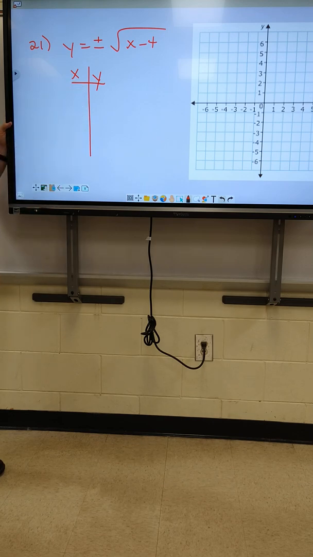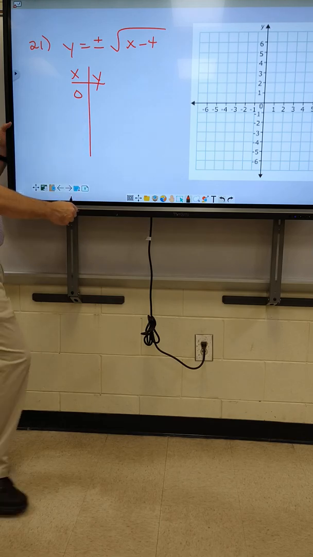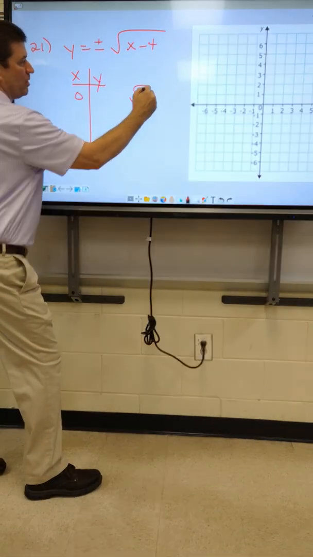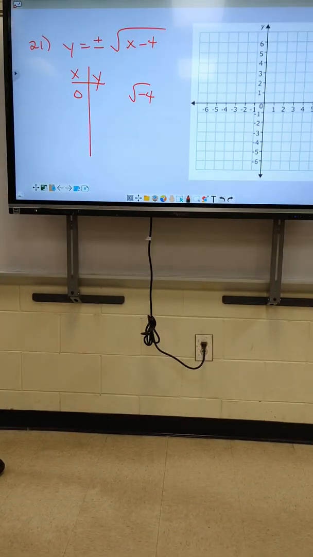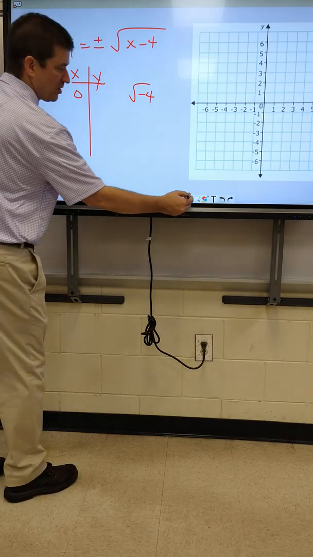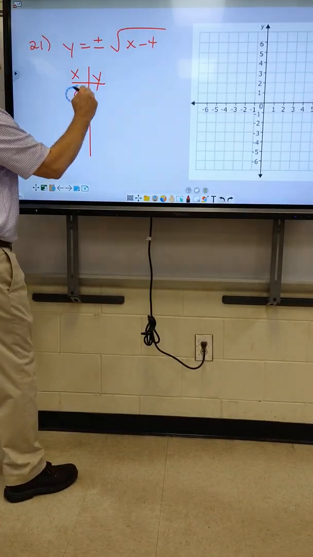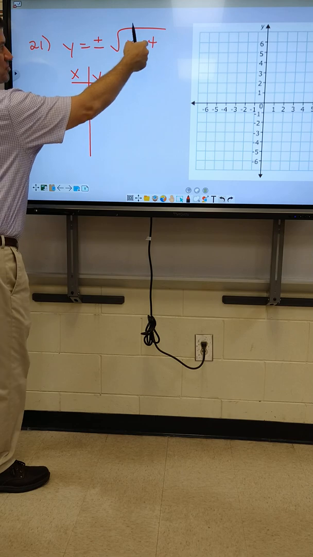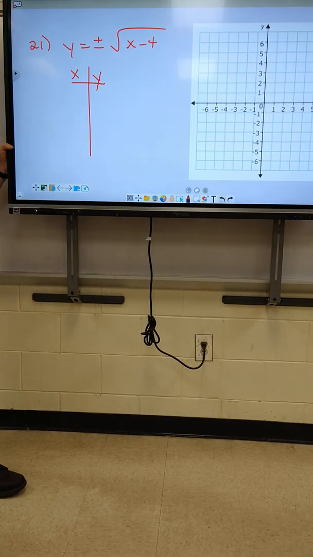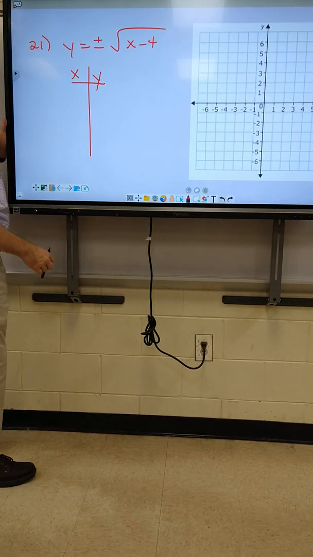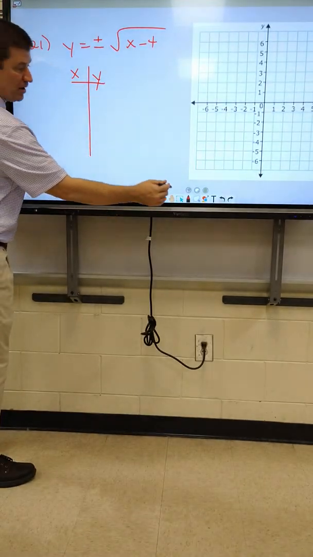Guys, it's not going to work on this one. Let me show you why. If you try to plug in 0, 0 minus 4 is -4. Can you do the square root of -4? No, that's not going to work. So you can only plug in numbers so that when you subtract 4, you can get a perfect square. So the first number I'm going to plug in, I think we need to plug in positive 4.